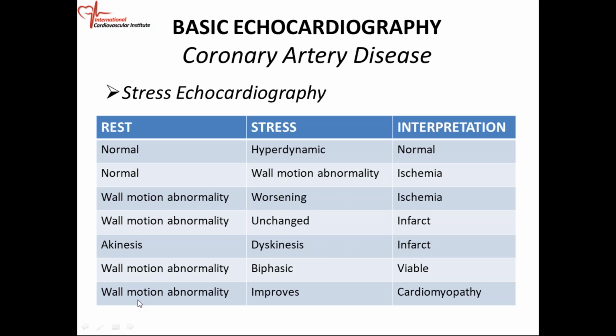Okay, so the last scenario is you have wall motion abnormality at rest. So a patient comes to the echo lab and the resting echo shows ejection fraction 30%, and you do your stress test, and after you stress them and you repeat your echo, ejection fraction is 50%. It suggests that they have a cardiomyopathy, a non-ischemic cardiomyopathy, viral, drug induced, whatever. So they're abnormal at rest, but when you stress them, it improves.